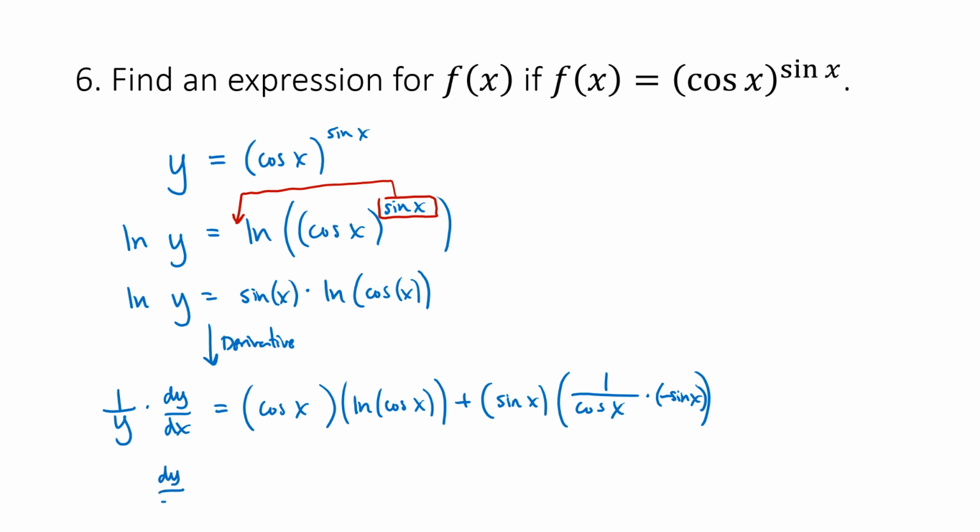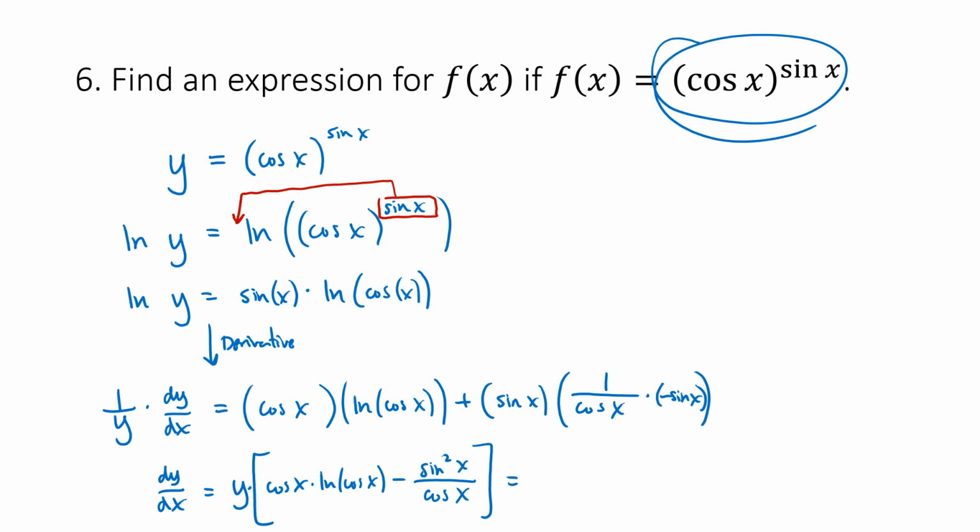So now dy/dx, if I multiply both sides by y, is going to be y times all that stuff. So cosine x times the natural log of cosine x, plus, that's going to be actually minus because of that minus sign, so minus sine squared x divided by cosine x. And then what I really should do is replace the y with what it actually is. This was my original function, so that's my y. So this is cosine x to the sine x times all that stuff. So cosine x times the natural log of cosine x minus sine squared x divided by cosine x.